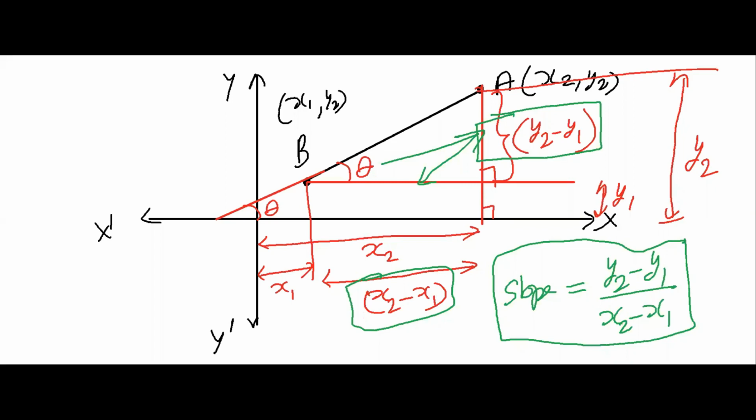So in other words, we can also say that y2 minus y1 is the vertical rise, and x2 minus x1 is the horizontal distance. So this is how the slope formula is derived. Okay, fine.